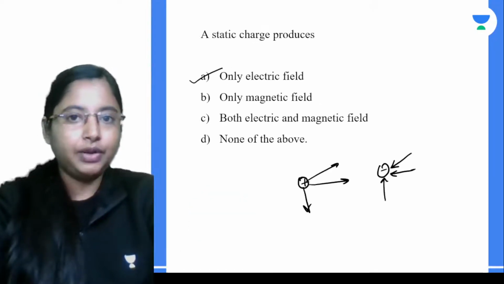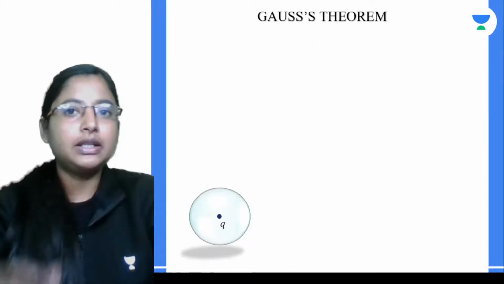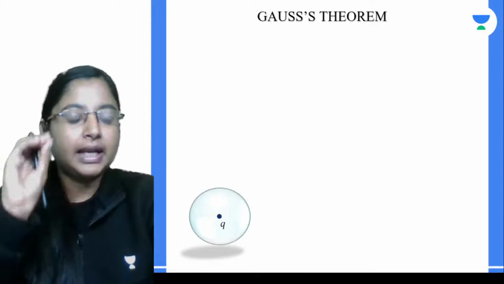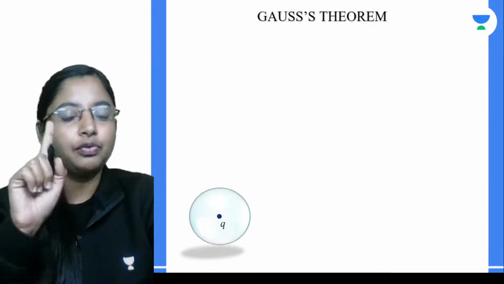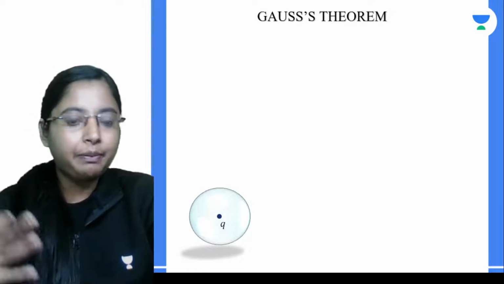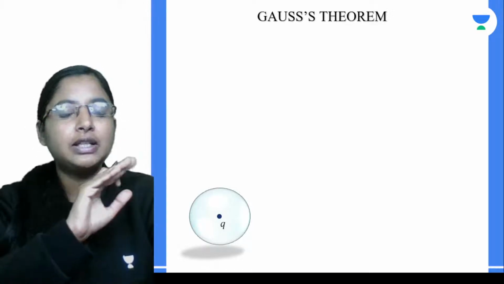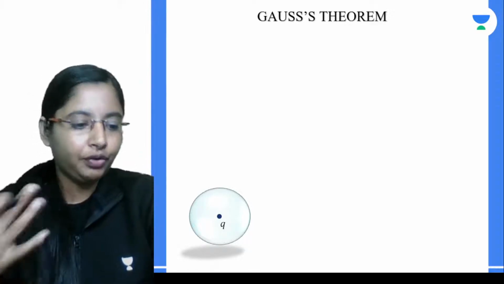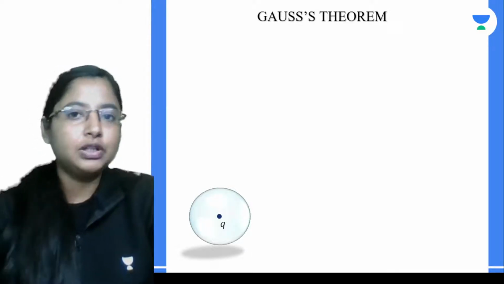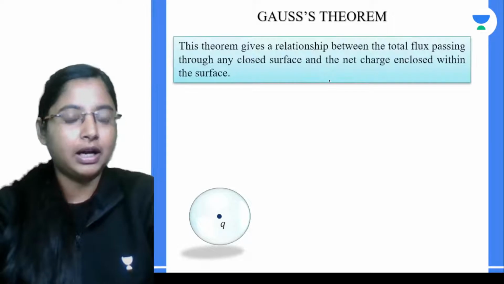Okay, so now that we know what a static charge is, let's see what Gauss's theorem is. Till this point, whatever we saw, even for the electric field definition, we saw it for a point charge. So what if you end up having charges that are continuous? What if you have a continuous charge distribution? That is when Gauss's theorem helps us a lot.